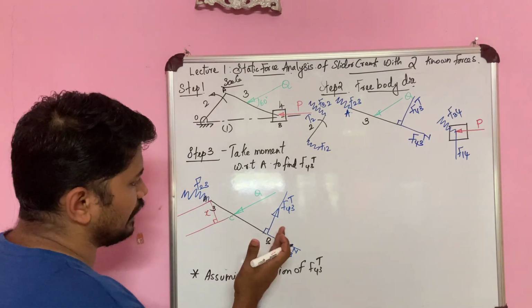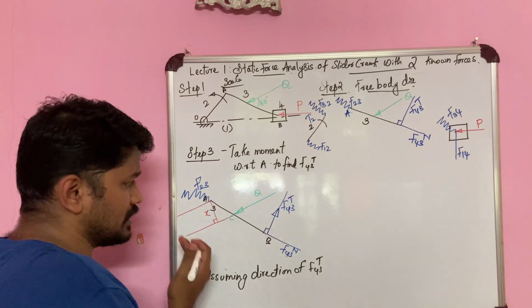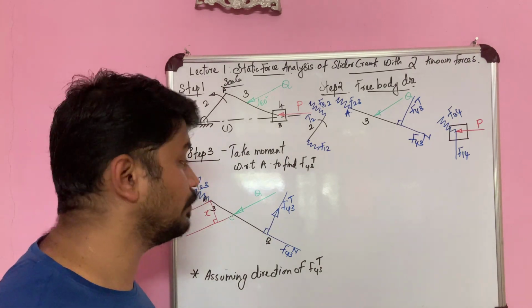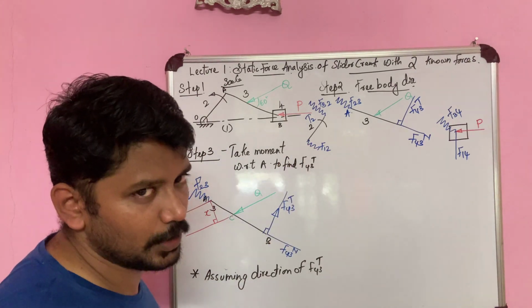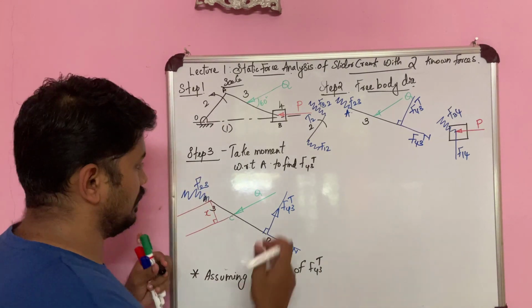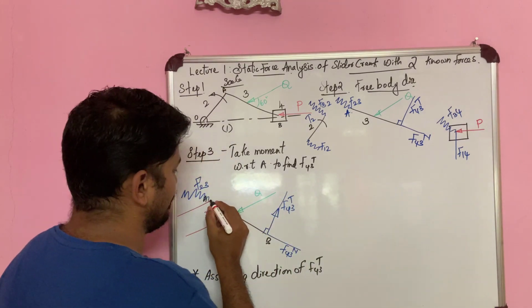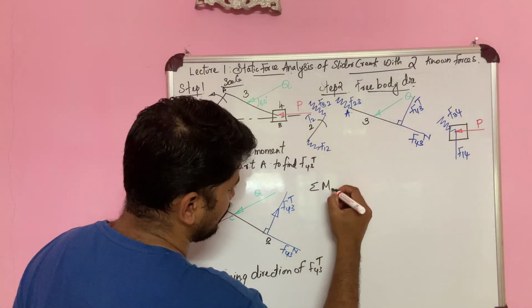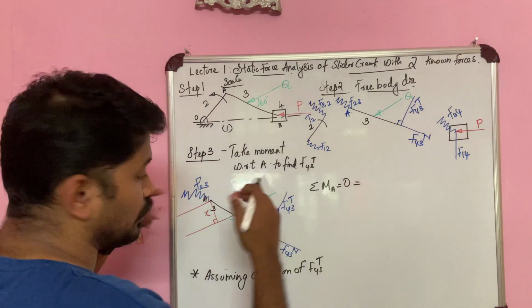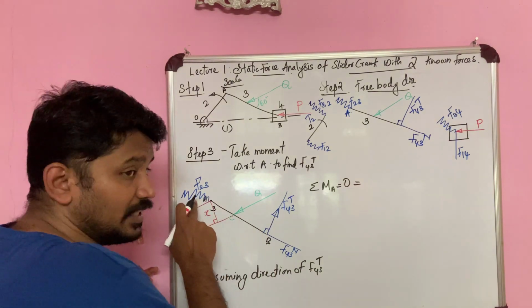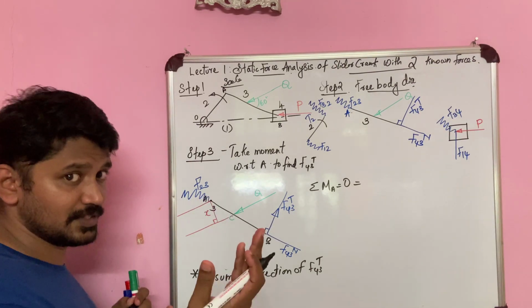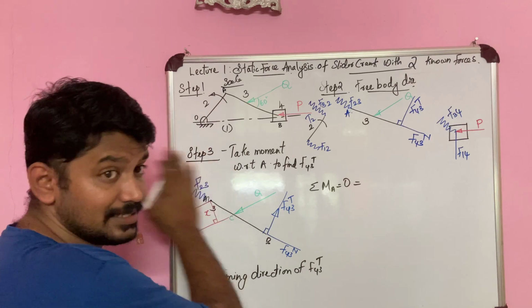Since Q was acting in the clockwise direction, I'm taking F43T to be acting in the anti-clockwise direction. That's all. So let us solve for moment with respect to point A. Sigma M A is equal to 0. Let us see what all forces are there on the link. F23 is acting through the point A, so F23 into perpendicular distance is 0. F23 into 0 is 0, so I am not considering F23.